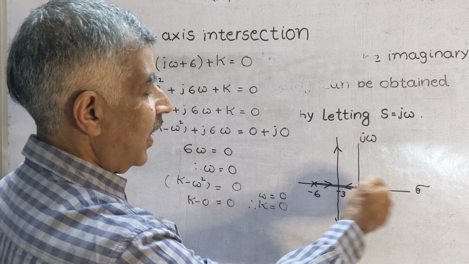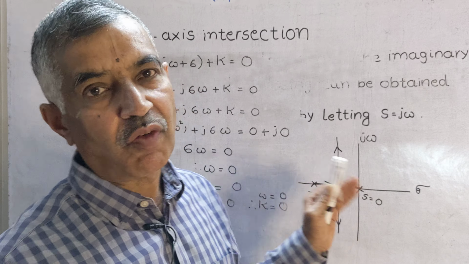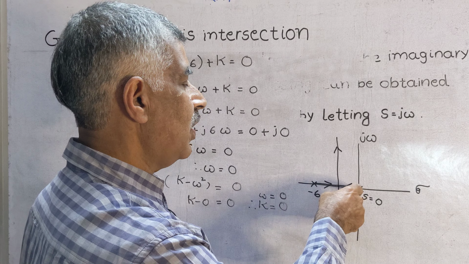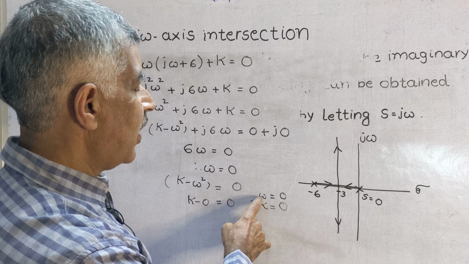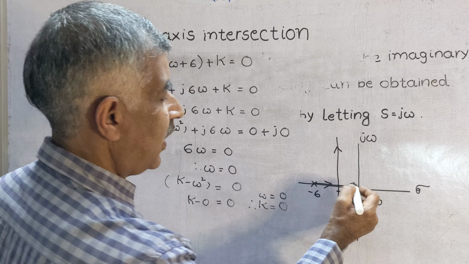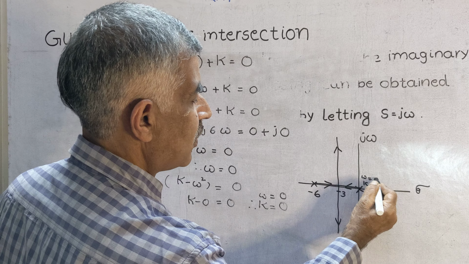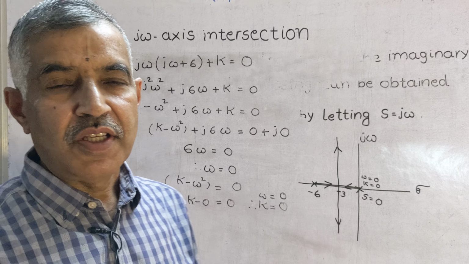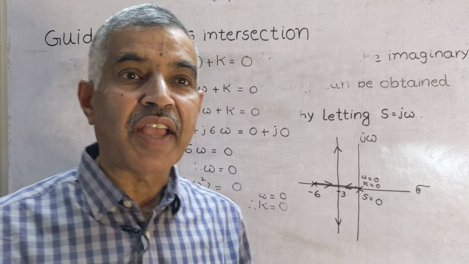This is entering. So the root locus is entirely in the left half plane. Only the starting point is intersecting the j omega axis. So omega equal to 0 here, k equal to 0, omega is also equal to 0. This is what is called the j omega crossing point. Now I will take the next example.